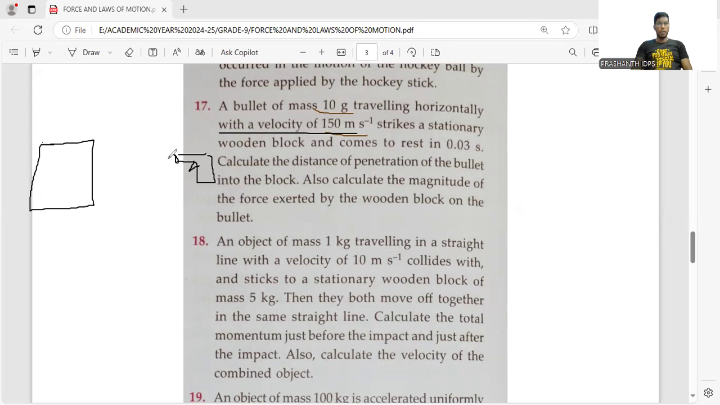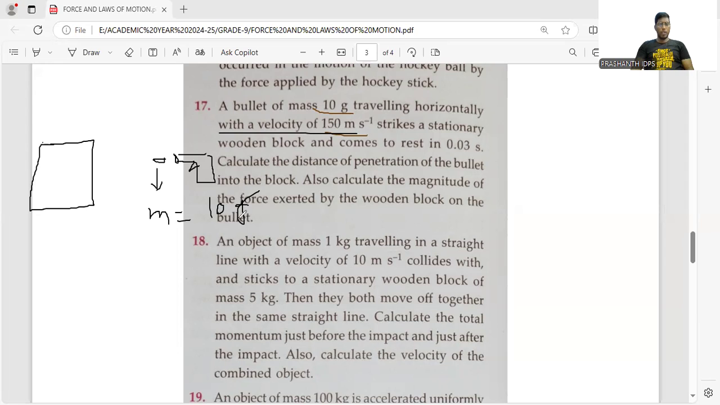Okay, and from the gun a bullet was fired. What is the mass of the bullet given here? Mass of the bullet is 10 grams. Also, if you observe, it is not in the SI unit, right? So you need to convert it into SI unit. That we'll do later.